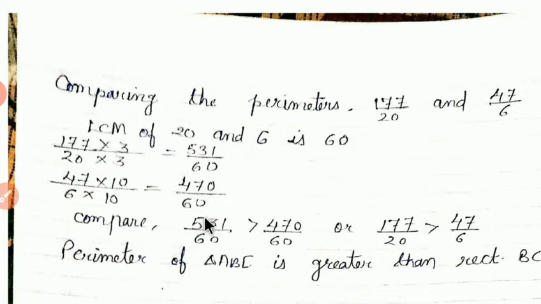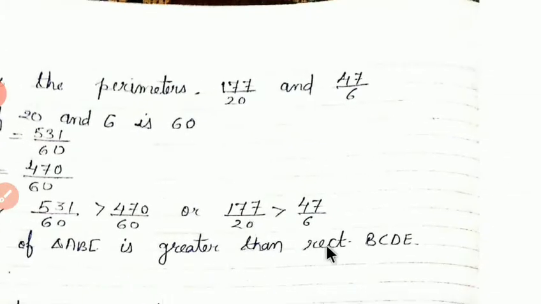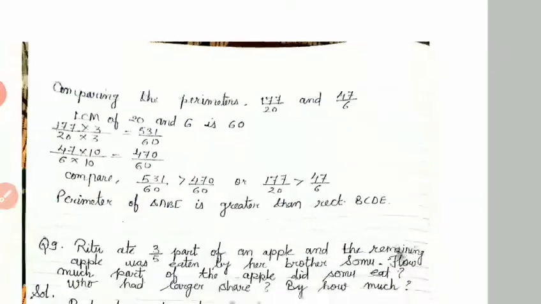Now you can see both have the same denominator. Now we can compare it. So 531 by 60 and 470 by 60. You can see that 531 by 60 is greater than 470 by 60, or 531 by 60 is the answer of 177 by 20 and 470 by 60 is the answer of 47 by 6. So you can see 177 by 20 is greater than 47 by 6, and 177 upon 20 is the perimeter of the triangle. So we can say that the perimeter of triangle ABC is greater than rectangle BCDE.